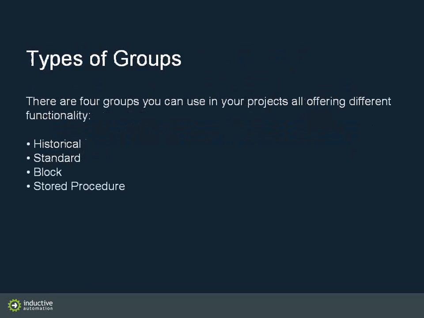We have four main types of groups that you can use, and they all offer different types of functionality. We have the historical group to log historical data to your database. A standard group, which allows you to either insert or update records in your database, or you can just use the standard group to do logic internally. There's a block data group that allows you to log huge blocks of data to your database. And we have a stored procedure group to interface with stored procedures of your database. So these are the four types of groups that we have, and we're going to look at each one of these individually and see an example of them, and more information on how you can configure each of these groups.